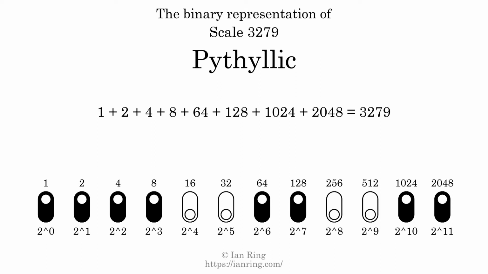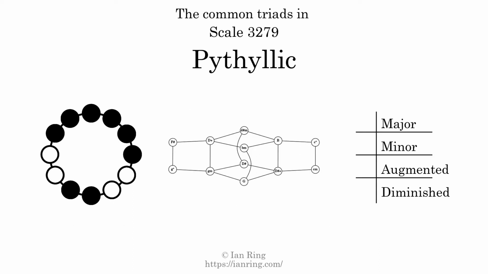That is why the scale number, in decimal, is 3279. The scale number not only enumerates the scale with a unique index, but it also literally describes the tonal content of the scale. Represented as a binary number in base 2, the scale number is 110011001111. Here are the common triads present in this scale.